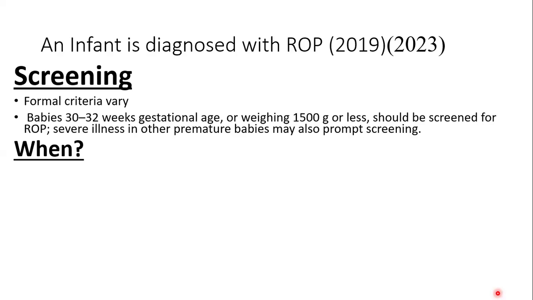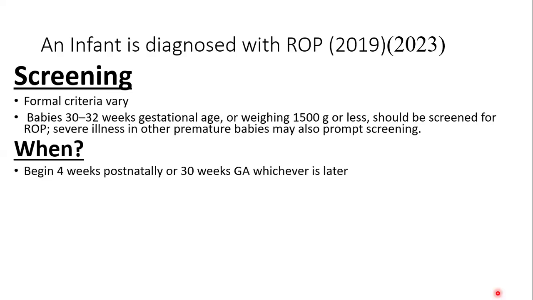So what does that mean? For example, if the child was born at 23 or 24 weeks gestational age, we will wait till 30 or 31 weeks gestational age. That is 7 to 8 weeks actually. If the child, for example, was born at 26 or 27 weeks gestational age, then we will wait for 4 weeks and then we will do the screening. So begin 4 weeks postnatally or 30 or 31 weeks gestational age, whichever is later.